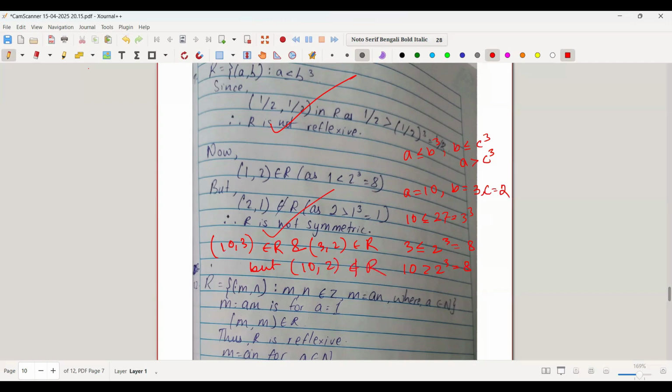That means it is not transitive. R is not transitive.